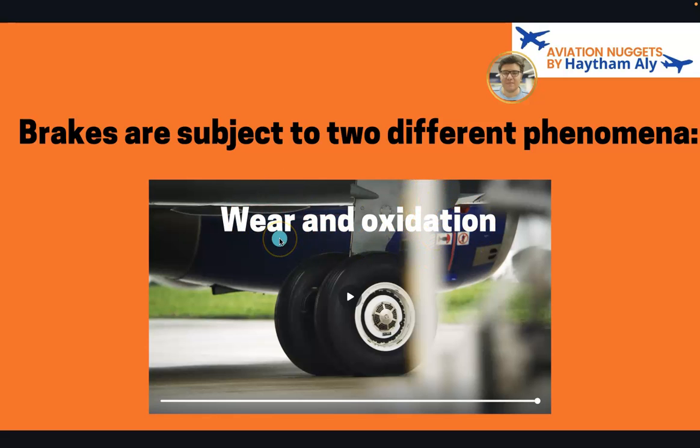Wear is the phenomenon where the width of the brake disc becomes less than normal. The width is reduced, and the mass of the brake unit is reduced, so the strength of the brake unit is reduced.